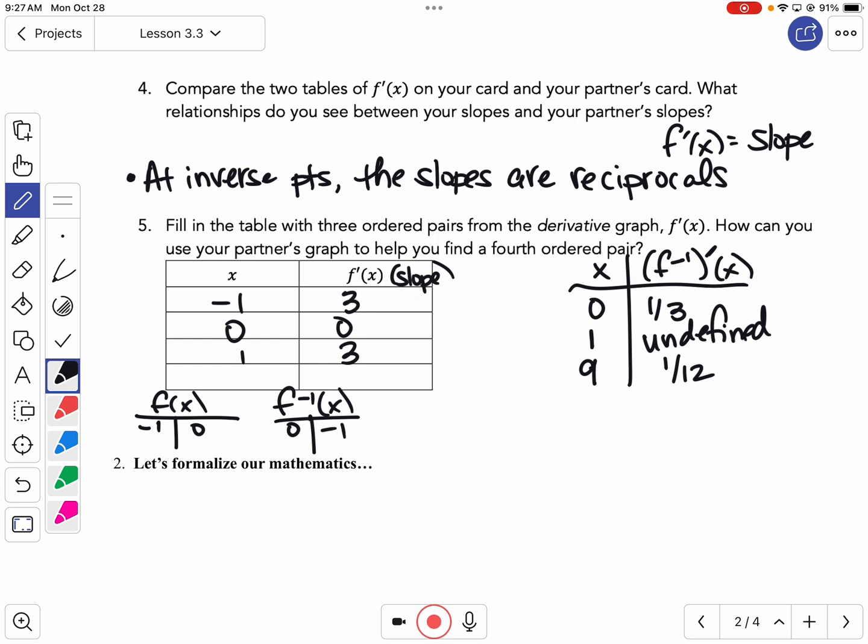Do y'all agree that on the original function and its inverse, that's the correct ordered pair? Okay. So now let's take a look here. When I look at the derivative at -1, I get +3. But then notice what happens. In the inverse function, they do the derivative at 0. Why do you think they choose the derivative at 0 instead of at negative 1?